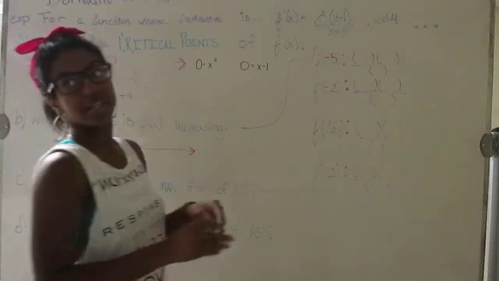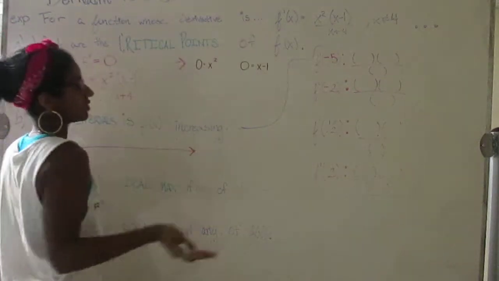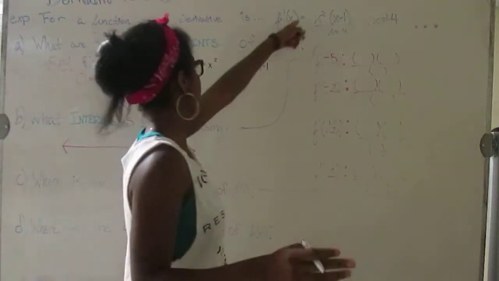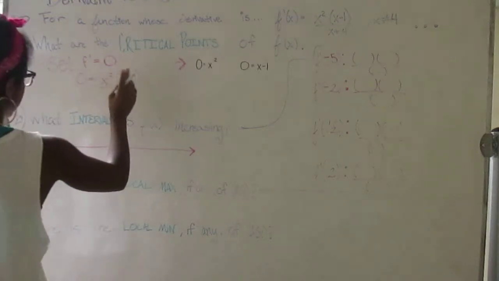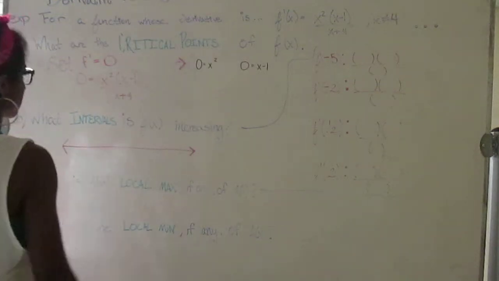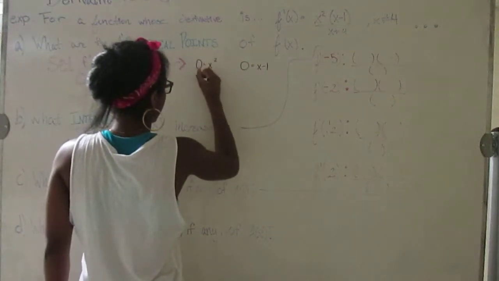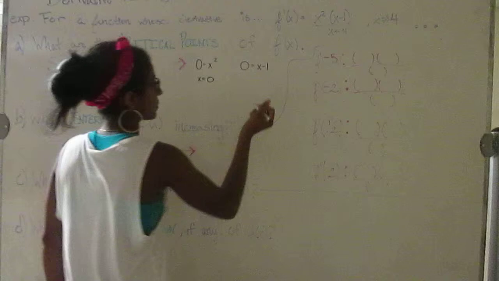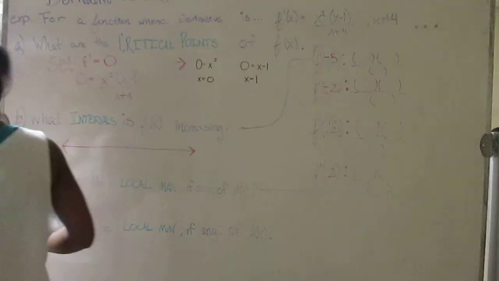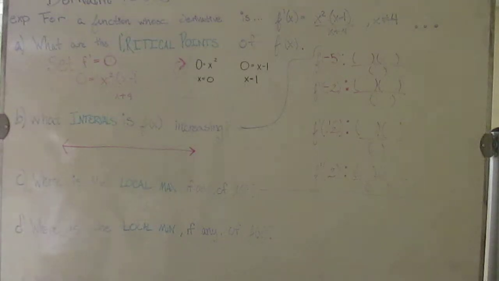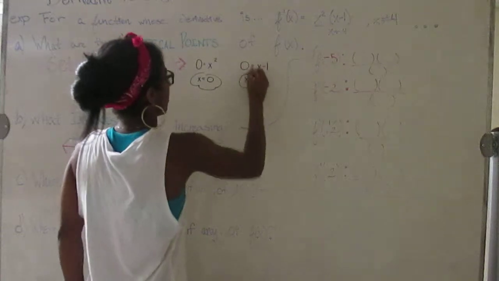And first of all, critical points are where the derivative of your function, which we have right here, equals 0, or where your derivative is undefined. So we have x squared times x minus 1 all over x plus 4, and we set that equal to 0. We have 0 equals x squared, so then x equals 0, or 0 equals x minus 1, so x equals 1. So those are our two options. Those are our critical points right here: x equals 0, x equals 1.